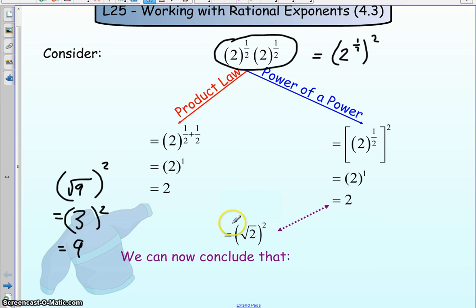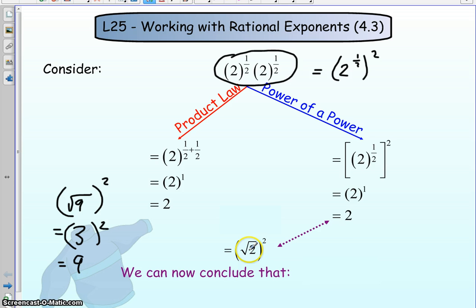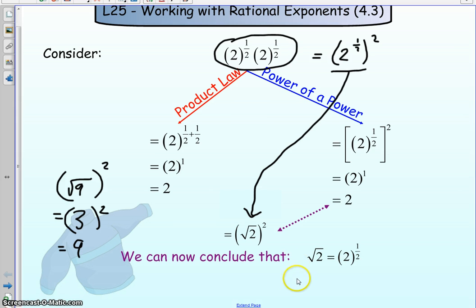Okay, so it seems kind of silly that we've just written 2 as the square root of 2 all squared, but remember, this originally came from having 2 to the 1/2 all squared. So if 2 to the 1/2 all squared is the same thing as root 2 all squared, what we can actually conclude is that root 2 is the same thing as 2 to the exponent of 1/2. It kind of seems weird that you have an exponent that's a fraction, and all of a sudden it means the same thing as a square root, but that is what's happening here. So square root of 2 is equal to 2 to the 1/2.